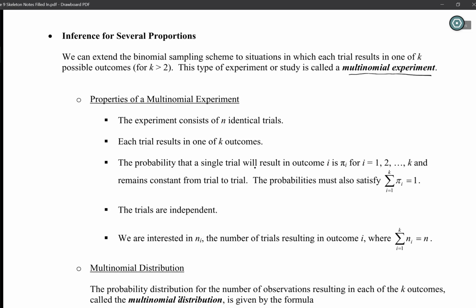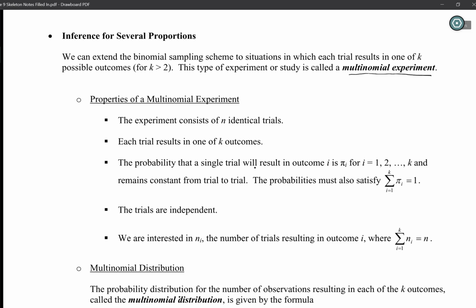Just to be clear, the properties of the multinomial experiment are as follows: there are n identical trials, and each trial results in one of k outcomes. So the k for the M&M example would be 6. There are 6 possible colors, and if you force yourself to randomly select, say, 20 M&Ms, then that would be the number of trials.